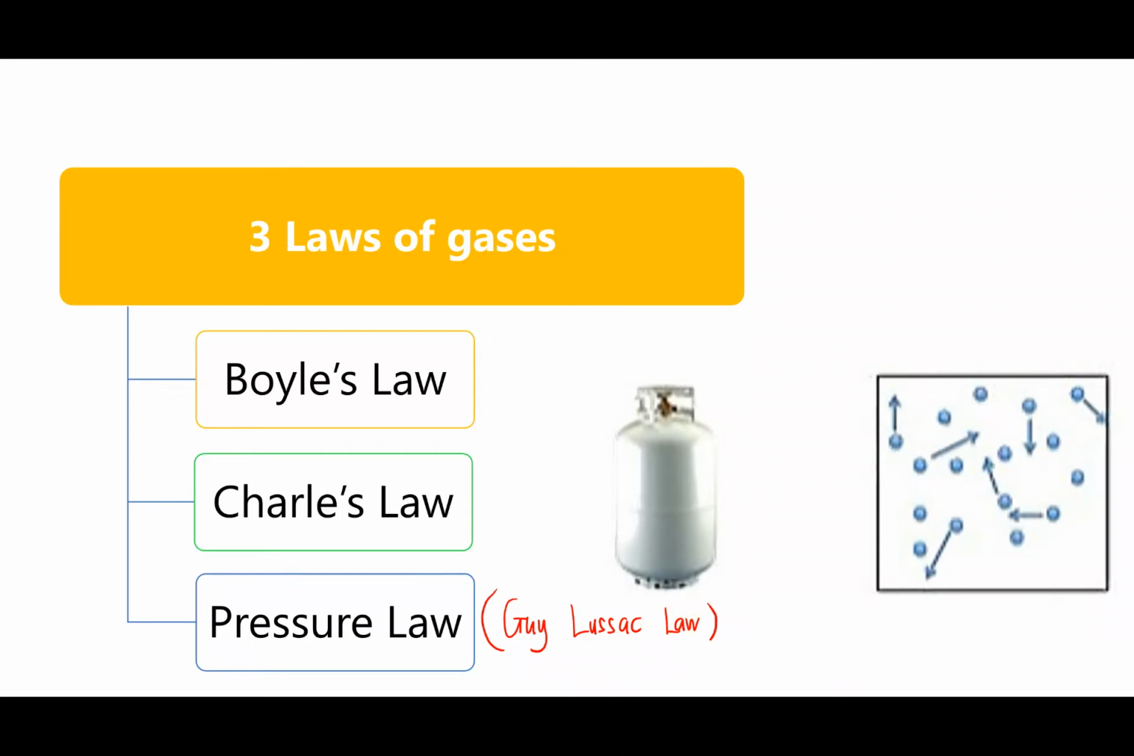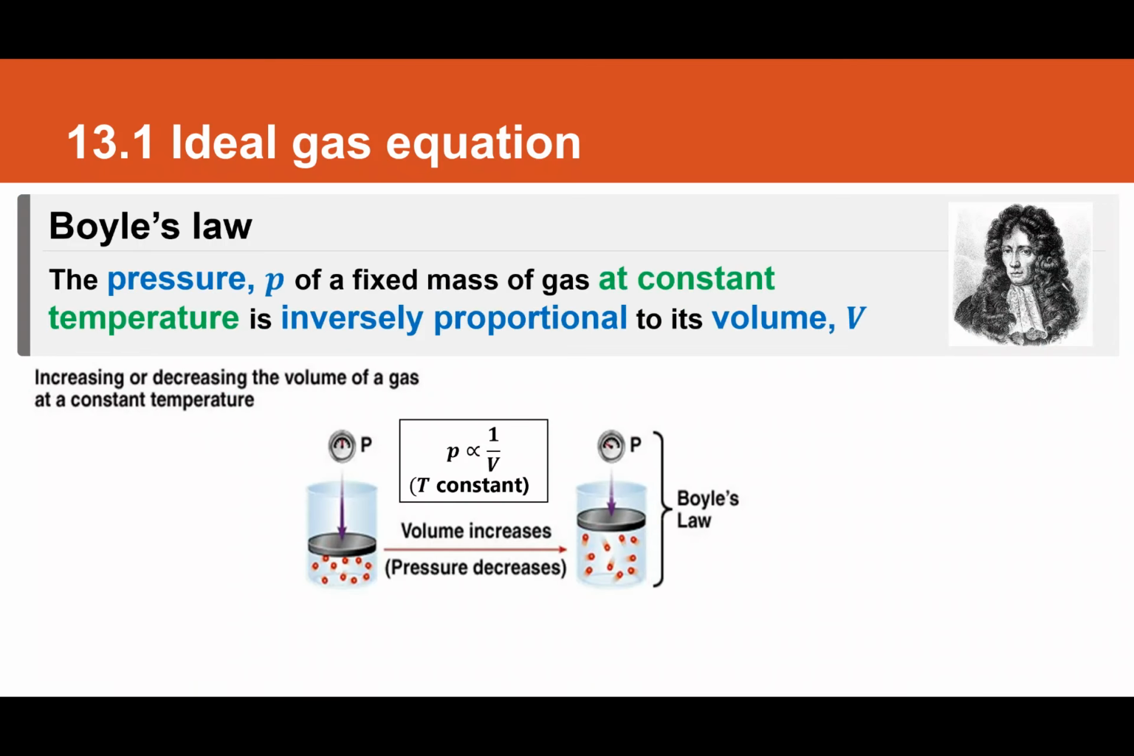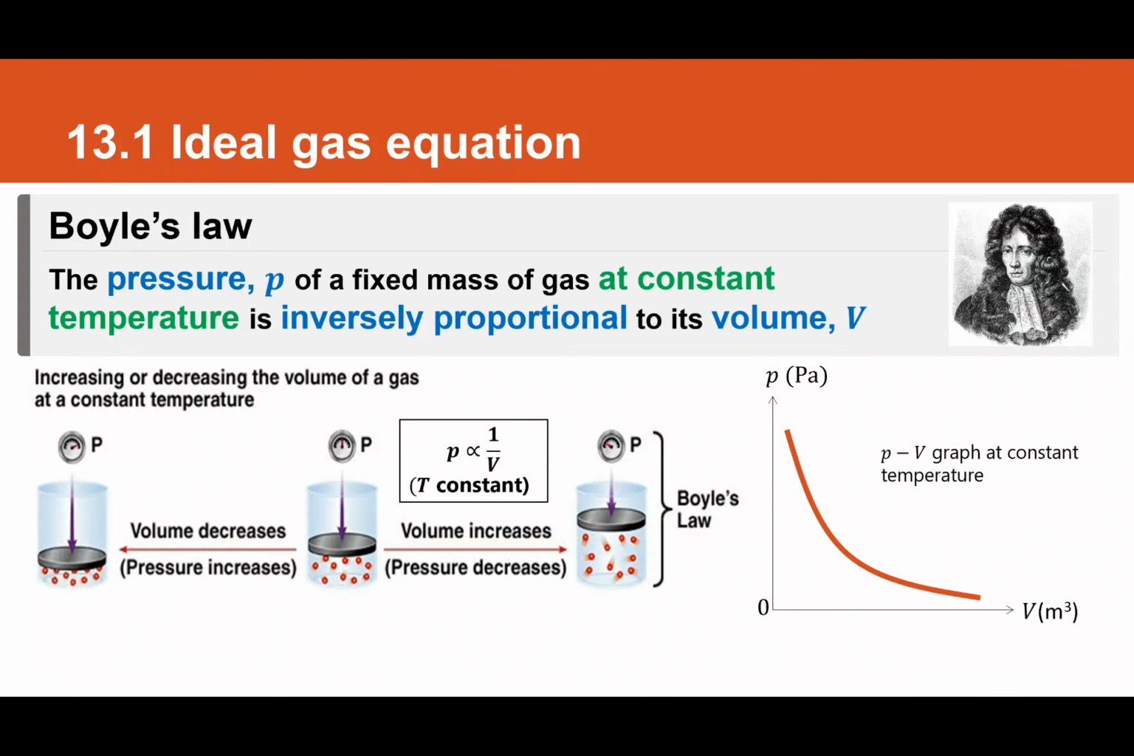Okay. So kita start dengan what is Boyle's law. Okay, so Boyle's law state that the pressure for a fixed mass of the gas at constant temperature. So untuk Boyle's law, kita make the temperature constant. Yang ni you kena ingat. Okay, is inversely proportional to its volume. Okay, so I make it simple, dia kata pressure is inversely proportional to the volume.